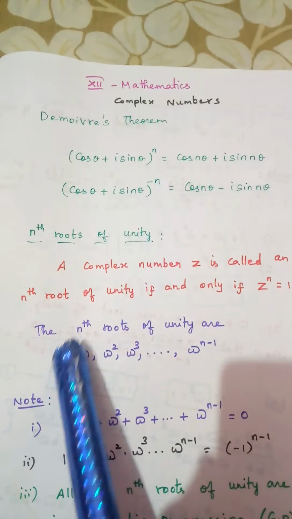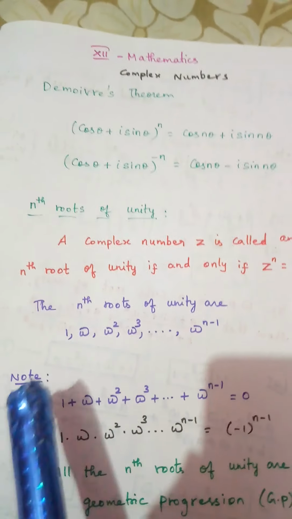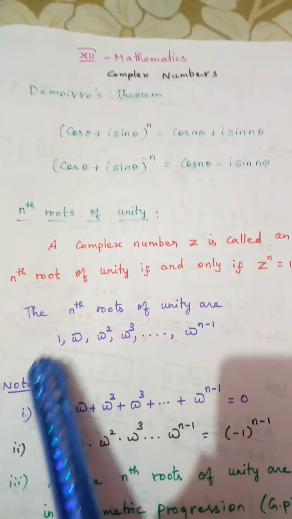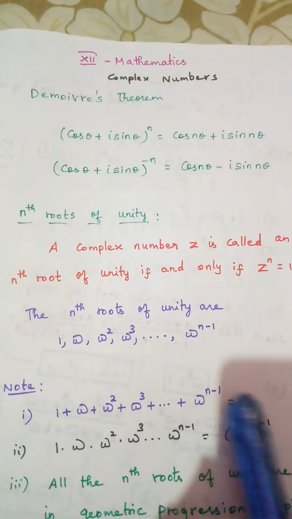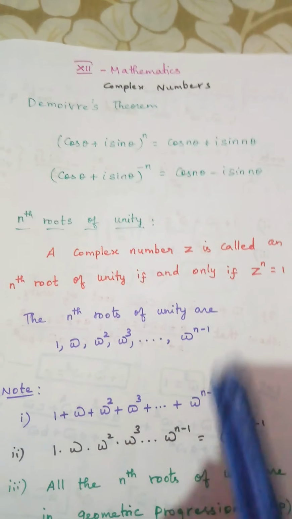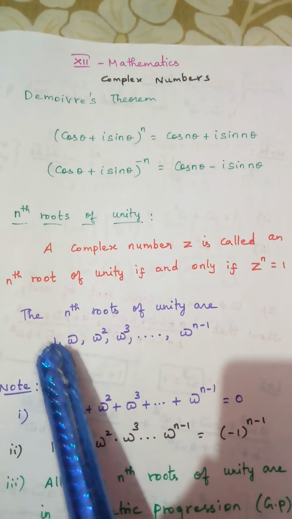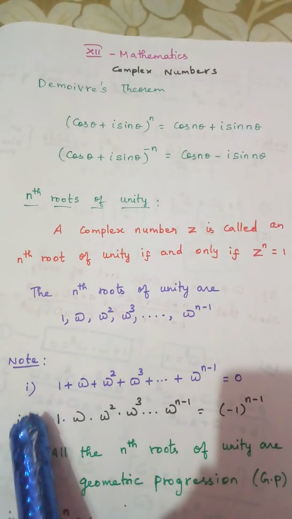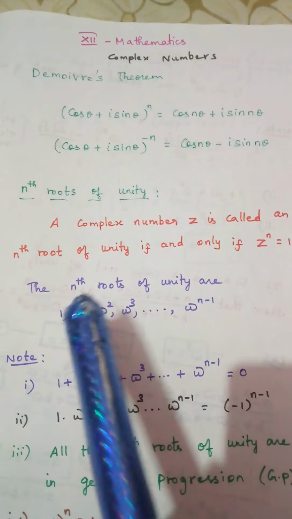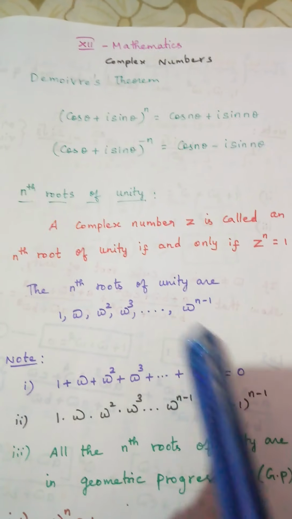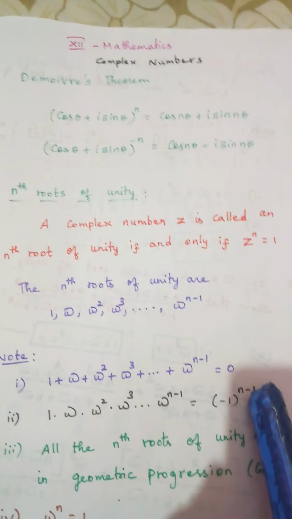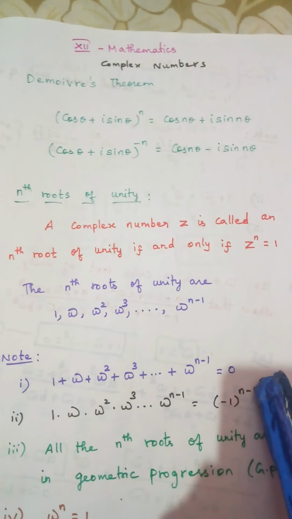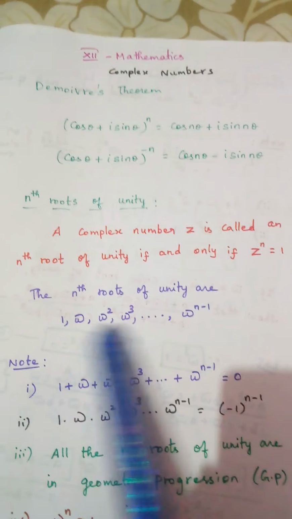Next we will see some results using this nth root of unity, which are given under the note. The first condition says: if we add all the roots, the answer will be 0. This is the condition followed by nth root of unity. That is the first property. And the second one: if we multiply all these things, the answer will be minus 1 to the power of n minus 1. This is the second property of nth root of unity.